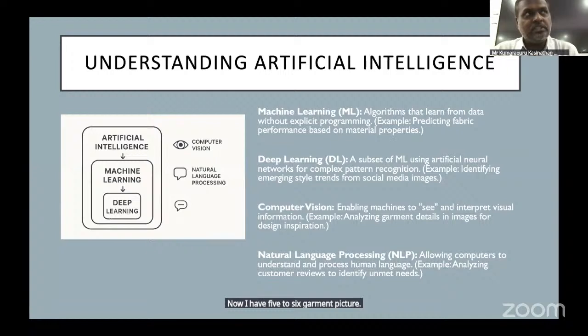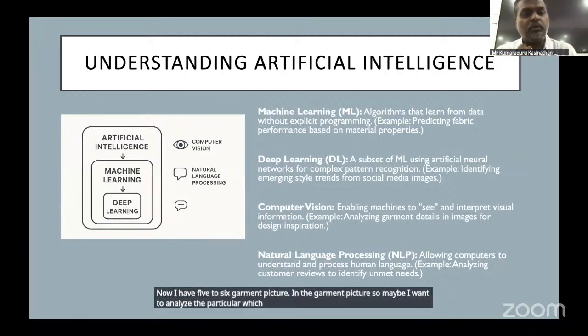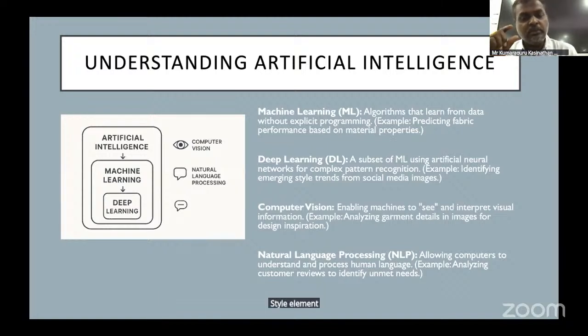In terms of visual research, now I have 5 to 6 garment pictures. In the garment pictures, maybe I want to analyze which type of collar, which type of cuff, or which type of button is used. From various sources, it could be from Amazon, Flipkart, or Instagram, anything. So this could be the deep learning of each and every style element or functional element on the garment.